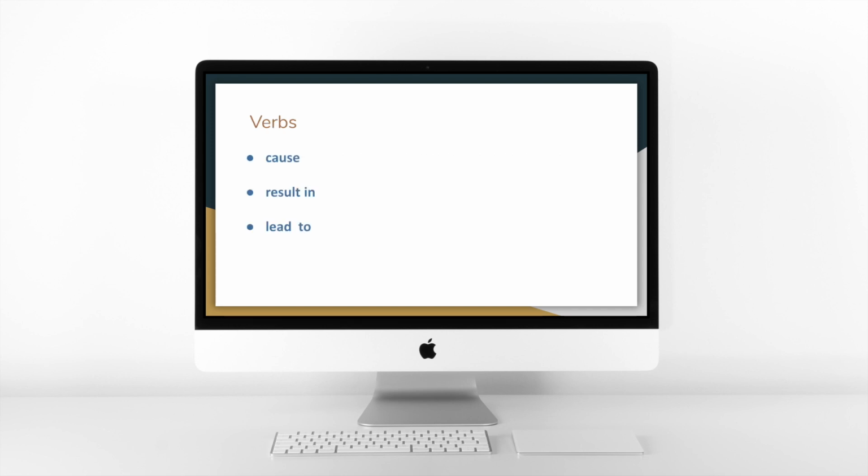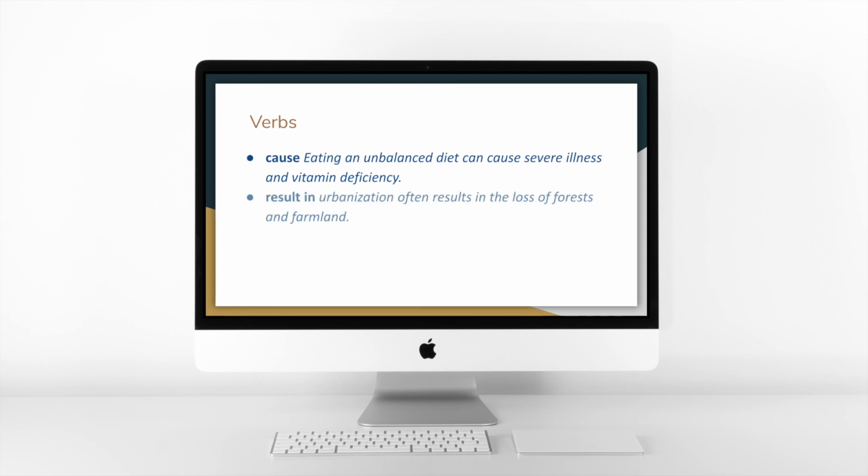Let's have a little look at some useful verbs now. The verbs we're going to focus on in today's lesson are cause, result in, and lead to. Eating an unbalanced diet can cause severe illness and vitamin deficiency. Urbanization often results in the loss of forests and farmland. Poverty doesn't always lead to violent crime.